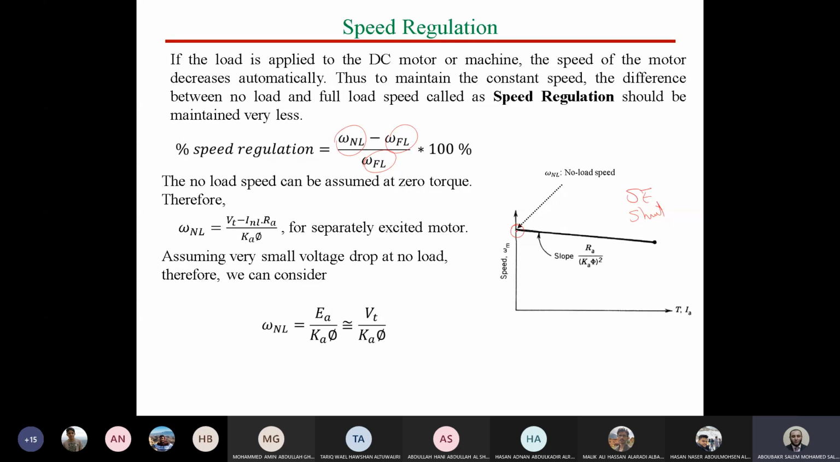The no load speed here can be considered at a very small value of I, or at zero current. So we can say it's equal to E over K phi, or V over K phi, because we can consider I at no load is very small or equal to 0. So this is the relation of no load speed. However, full load speed you can obtain based on the operation of your motor. This is how to obtain the value of speed regulation for any motor. And if the speed regulation is small, this means the motor characteristics or parameters are well designed.